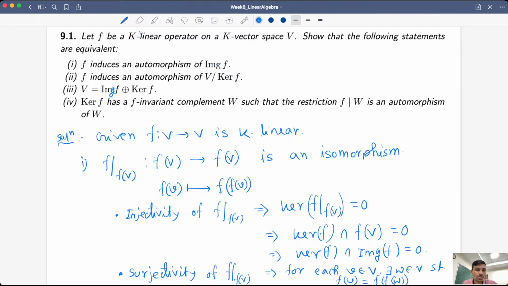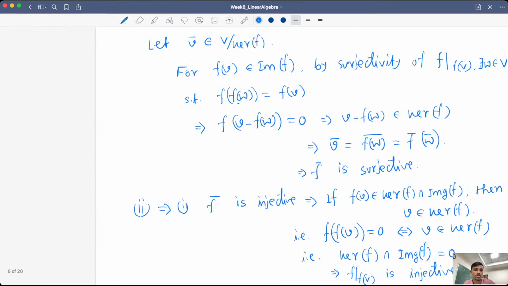Now for the three part, from one we have just seen that if f is injective, then the kernel of f intersection the image of f equals 0. So that implies that if V equals the sum of the image of f plus the kernel of f, then it will be a direct sum. So it is enough to show that the image of f plus the kernel of f equals V, just the sum. So again that sum will come from the surjectivity, right? Okay, just let me write that.